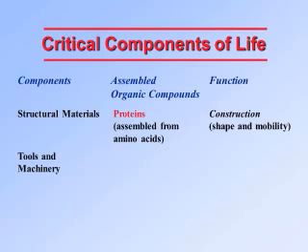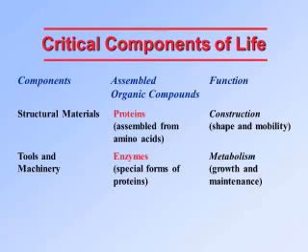The tools and machinery are also proteins. They're called enzymes. But an enzyme, ladies and gentlemen, is a special kind of a protein. And that particular special kind of a protein's job is to speed up reactions. You have thousands of them in every cell in your body. And if you didn't, you would be dead. Because all the reactions would be taking place so slowly, you couldn't survive.